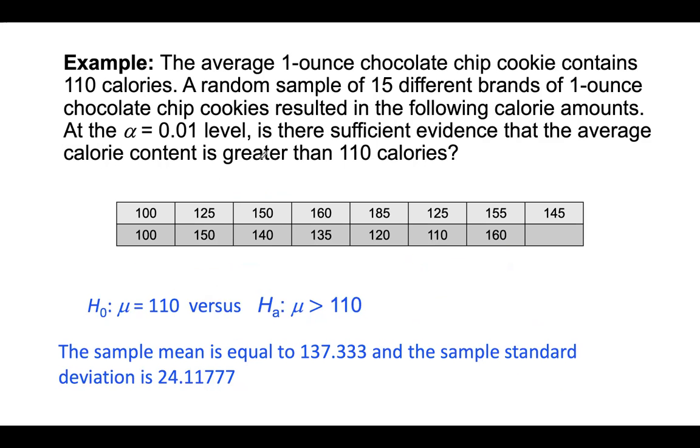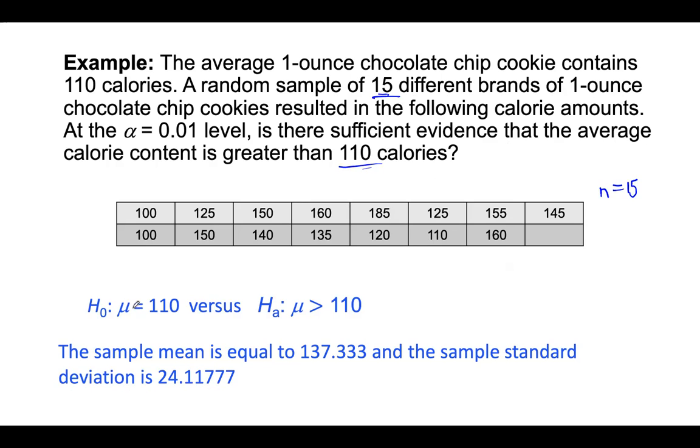Okay, some more questions. The average 1 ounce chocolate chip cookie contains 110 calories. A random sample of 15 (1, 2, 3, 4, 5, 6, 7, 8, 9, 10, 11, 12, 13, 14, 15), so our n here is, of course, 15. I always like to do a little count. Different brands of 1 ounce chocolate chip cookies resulted in the following calorie counts. At this alpha equals 0.01 level, is there sufficient evidence that the average calorie content is greater than 110 calories?